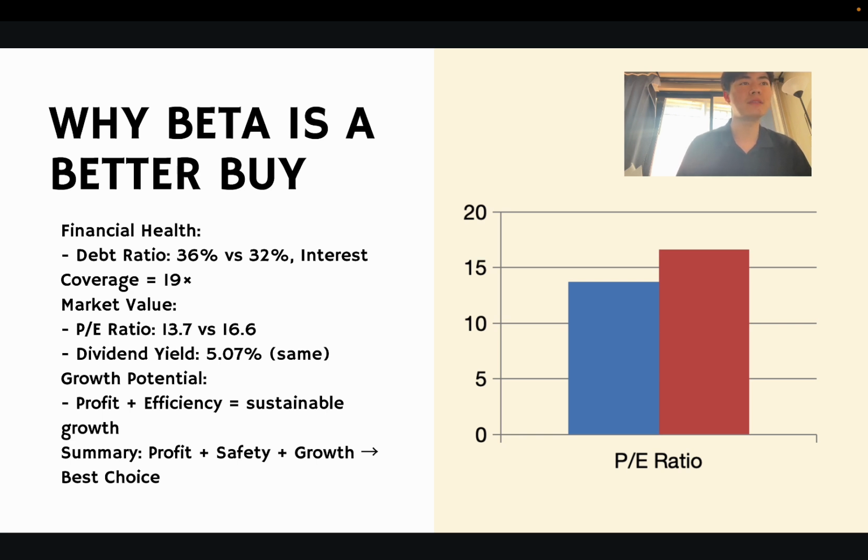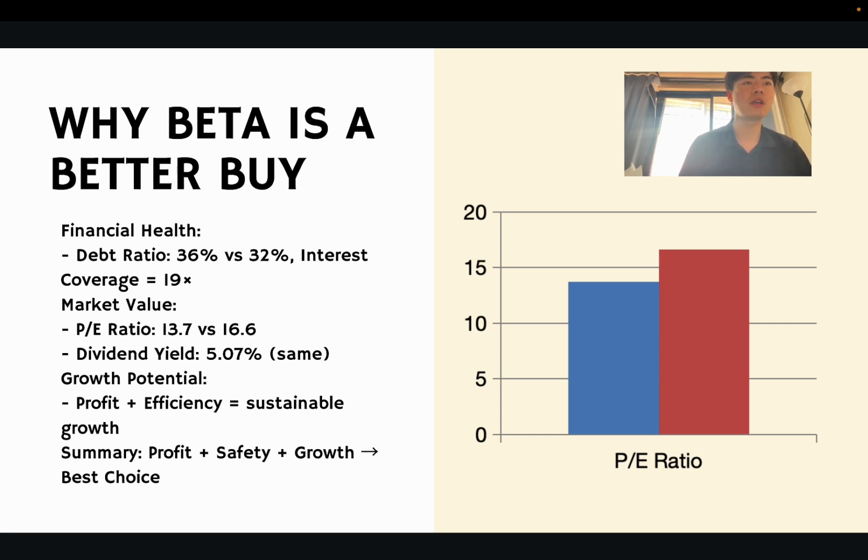Let's look at the market. Beta's price to earnings is 13.7, while Alpha's is 16.6. A lower number means Beta is cheaper for the same earnings. Both companies pay the same dividend, 5.07%. So investors get the same cash return, but since Beta is cheaper, it gives more value.